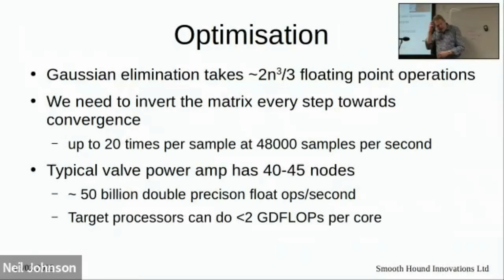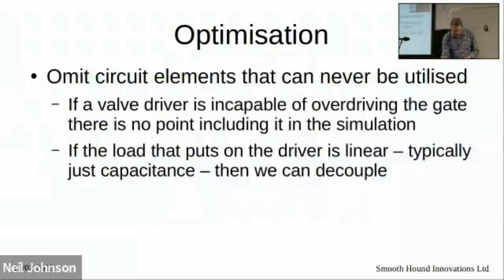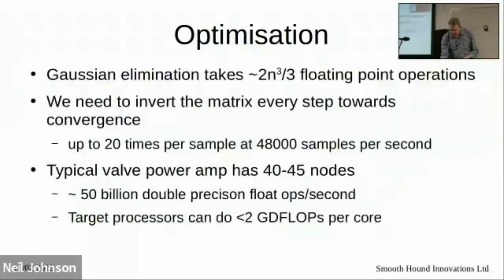So then how quickly should it go? Well, these are theoretical numbers, and by doing it with the method we do, we come down quite a long way from this. But remember, your matrix changes every convergence step. And so you effectively need to invert the matrix up to 20 times per sample, and you're doing that 48,000 times per second. And a typical valve power amp might have 40 nodes in it. These are big matrices. And so to do all of that would require 50 billion double precision floats, and I want to do it on a platform, which I'll talk about in a short while, which can manage a couple of gigaflops per core. So we need to make sure we're doing it efficiently. I'll come on to that in a second.